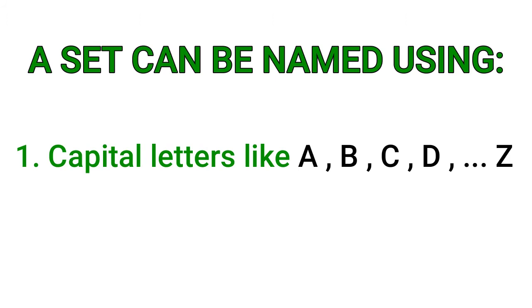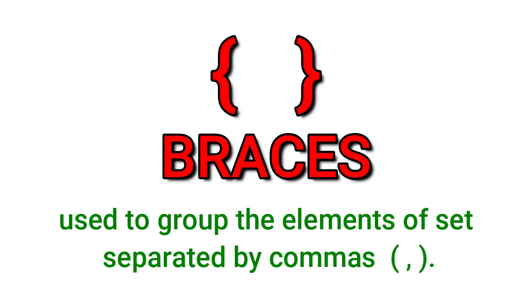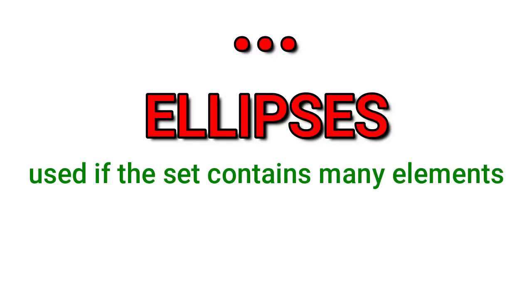A set can be named using capital letters like capital letter A, B, C, D, up to Z. And we use braces to group the elements of a set separated by commas. If a set contains many elements, we often use three dots, called ellipses.